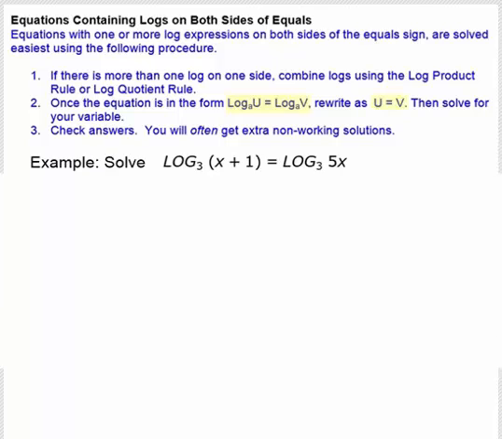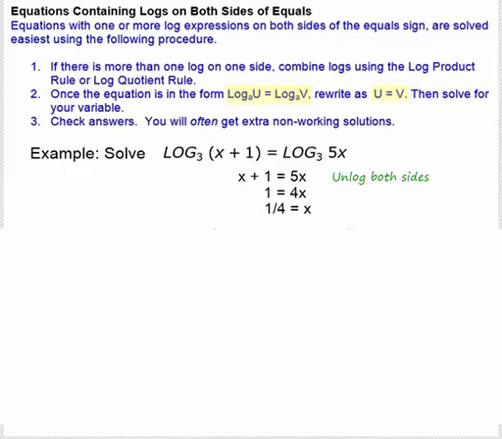Here's an example. Base 3 log of x plus 1 equals base 3 log of 5x. Here we have it already in the form log of u equals log of v. We can just drop the logs or unlog both sides. And when we do that, we get x plus 1 equals 5x. Well, then we subtract x from both sides, divide both sides by 4, and we get x equals 1/4.